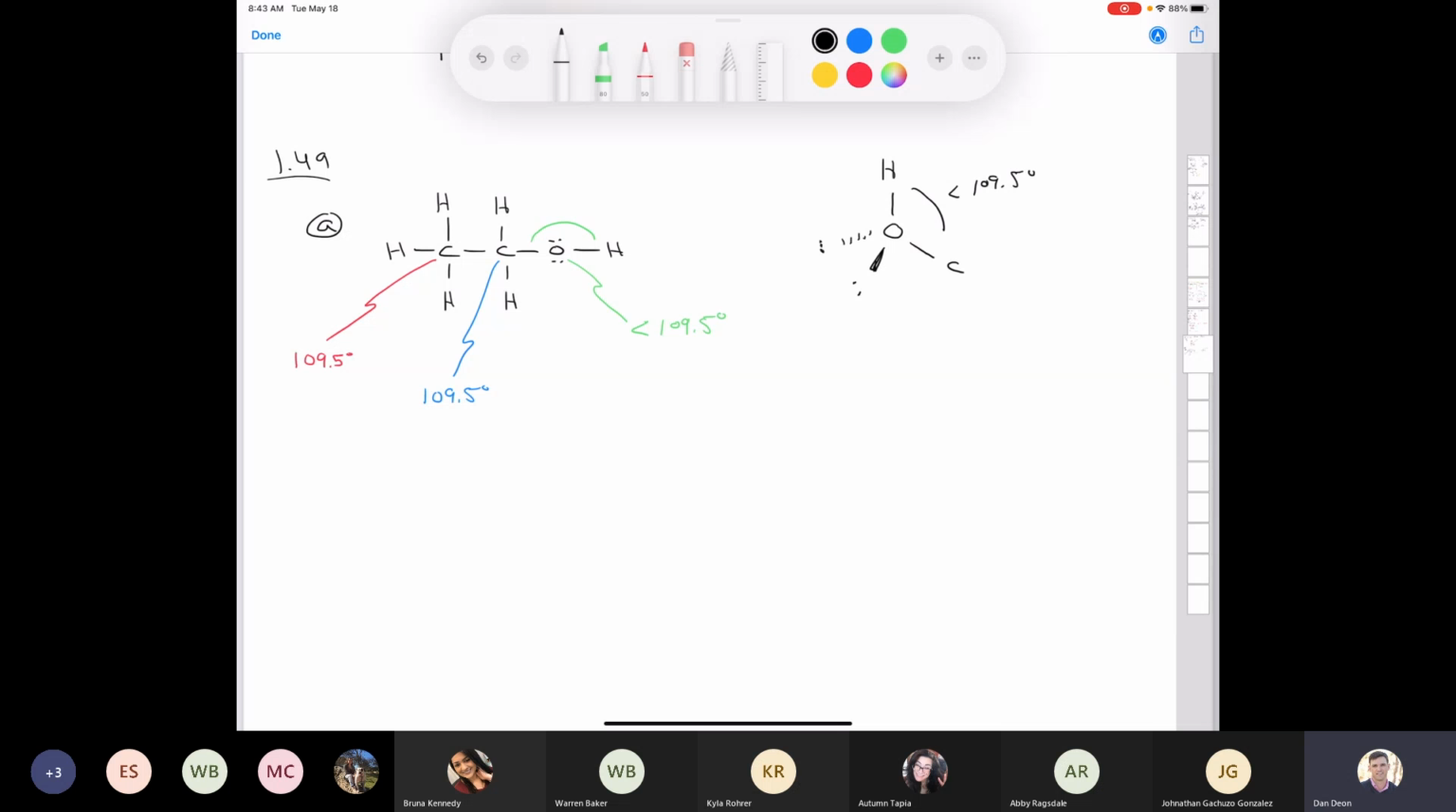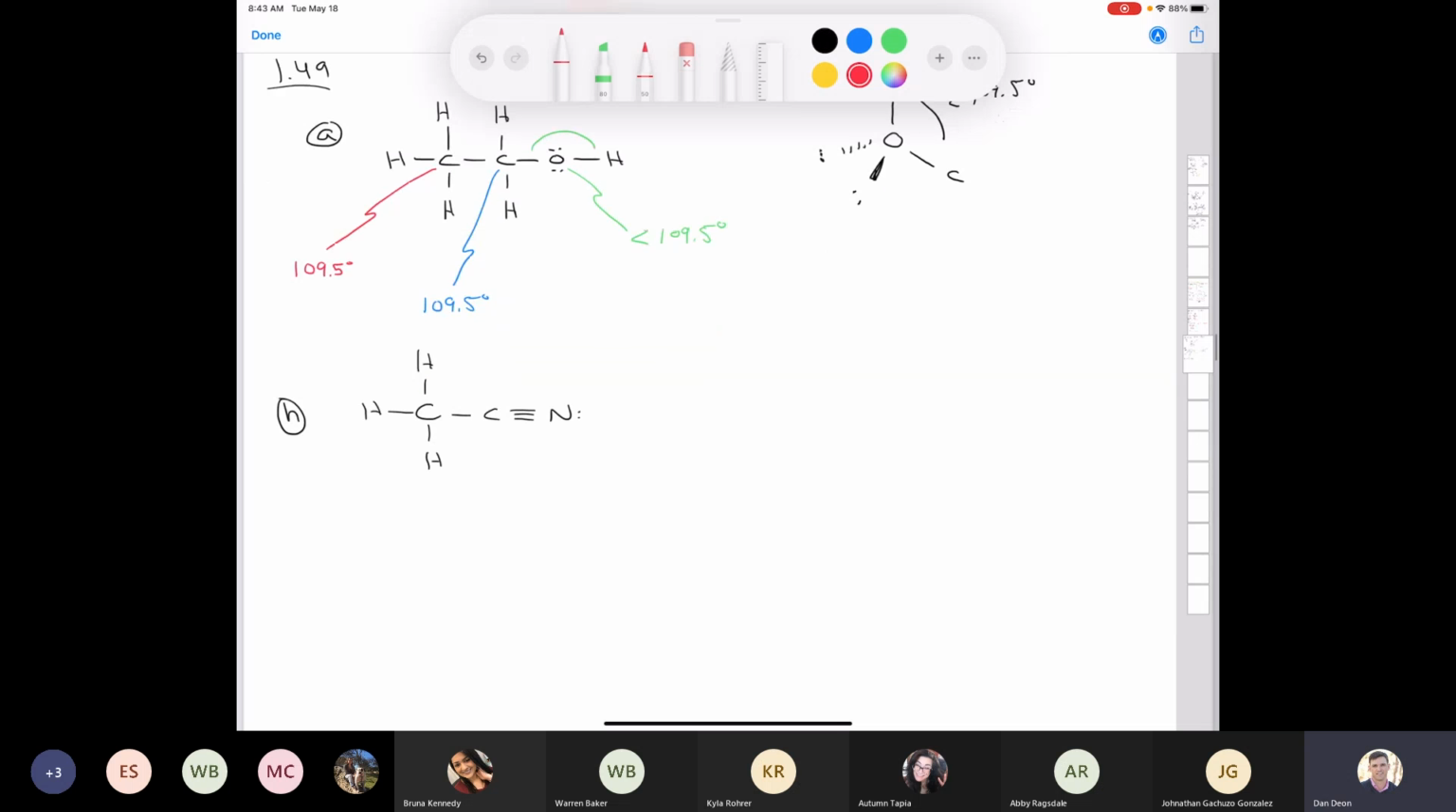Exactly. Let's try another one. Let's try H. We drew this molecule earlier today. This is called acetonitrile. It's a really polar molecule. I worked with a guy, it was his favorite molecule. He used it as a solvent for everything. So this one, we know the bond angle is going to be 109.5 because the carbon is sp3 hybridized. Its steric number is 4. It's tetrahedral. What about this carbon here, the one with the triple bond attached to it?